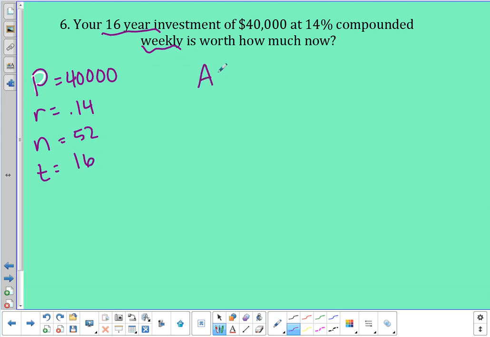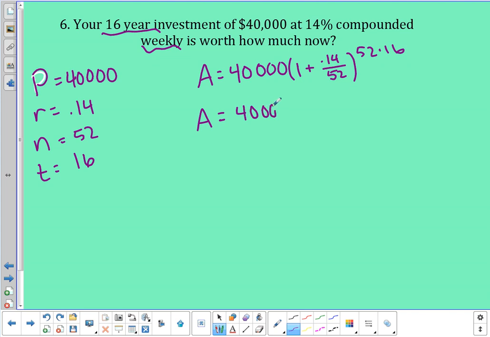If I set up that equation, it looks like this. 40,000, 1 plus 0.14. Oops, I almost forgot to make that a fraction. Try again. 1 plus 0.14 over 52. There we go. And then 52 times 16 up in the power. So 40,000. 52 times 16 is going to be the first thing that I take care of because I want to see what that is. And I get 832. So 1 plus 0.14 over 52 to the 832 power.